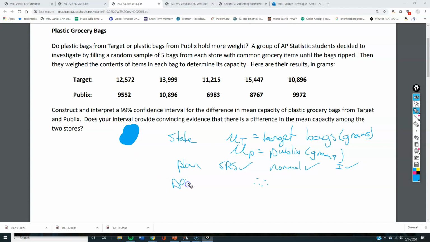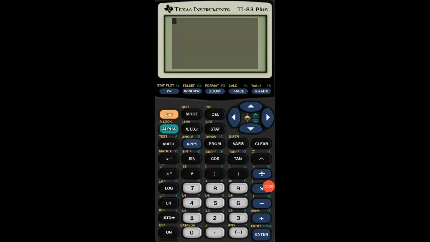Do. All right, for this one, we are going to do a 2 sample T interval, not Z because it's mean, for mu T minus mu P. And fade away to the calculator. Hello all, we're looking at 10.2 number 1 between the bags. Here's the bags. All right, for this one first, you're going to go stat edit, and then you're going to put all target on one side and all publics on the other side, right? Someone already did that for me.